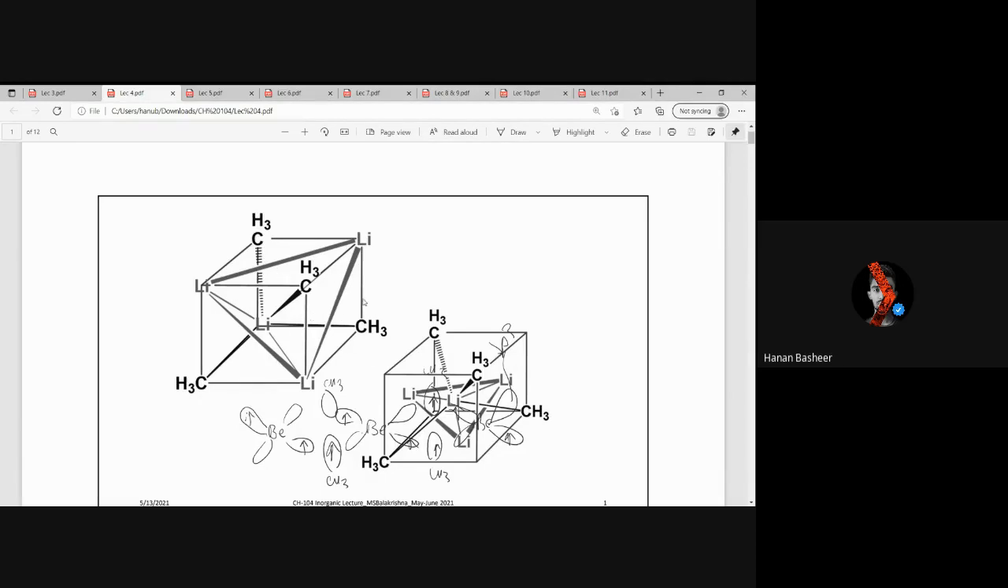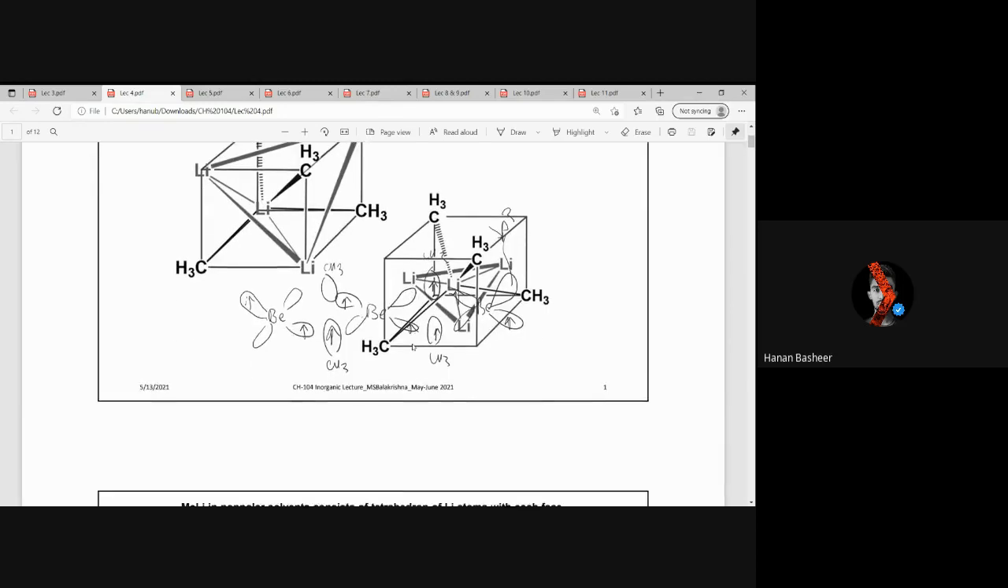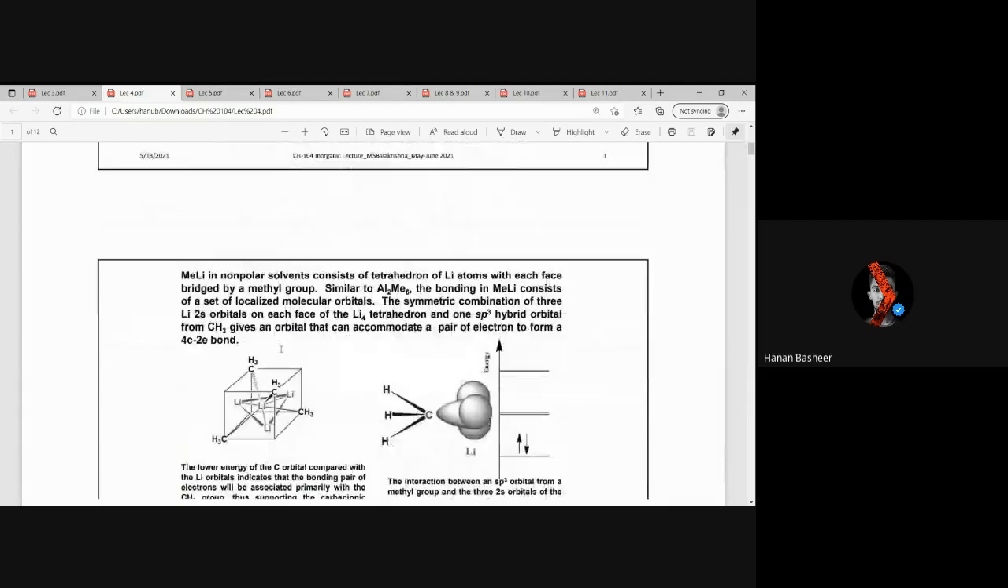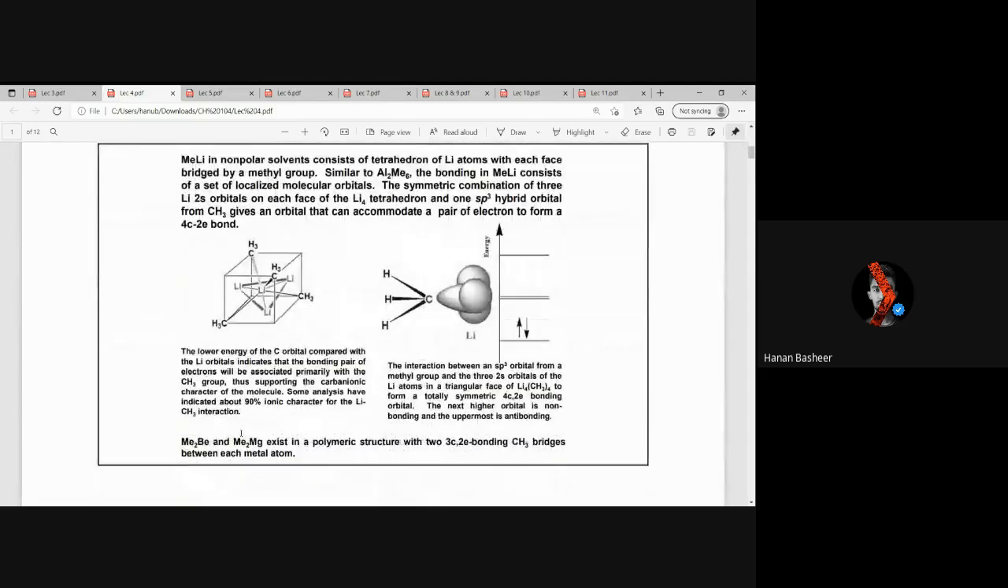This is the first compound we'll observe, where CH3 is linked with Li. There are a total of 4 CH3 and 4 Li in this compound. This compound is formed because there is a linkage and a 4-center 2-electron bond formed between lithium and the methyl groups. Then there are Me2Be and Me2Mg, which exist in polymeric structures with three-center two-electron bonding CH3 bridges.